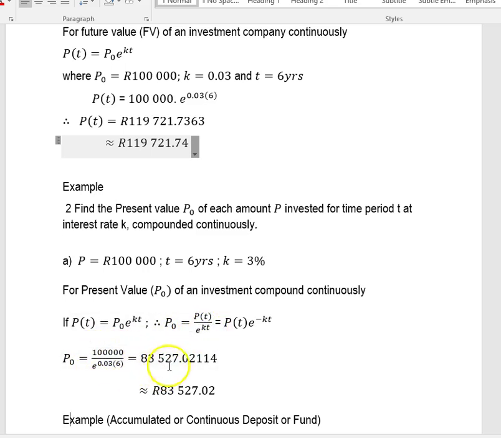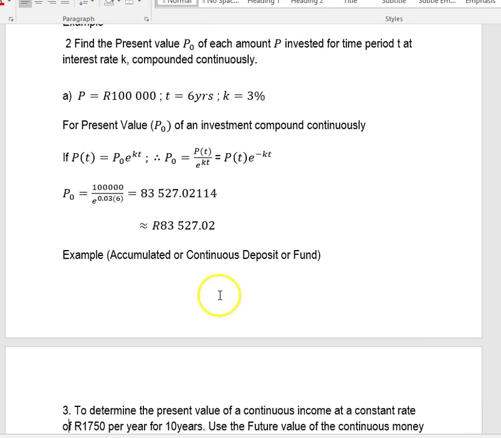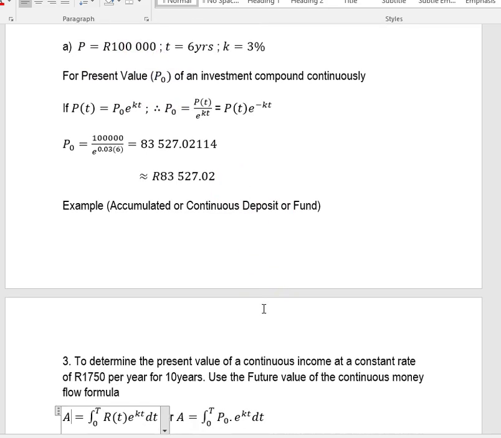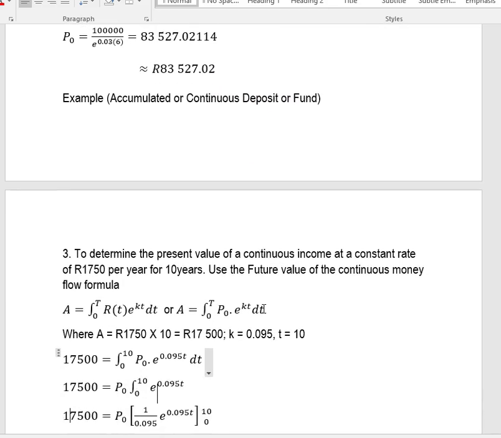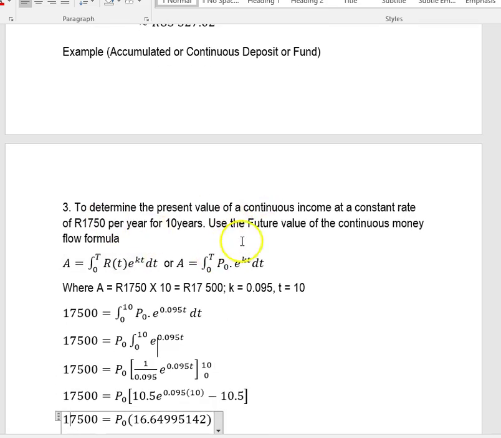You put that in your calculator, you're going to be having 83,527 rand 0.02, approximately. That is your present value. So it means if you put in so much over 6 years, you're going to be making 100,000 at the rate of 3%. Let's now look at the one that has to do with accumulated funds, which means you continuously put a particular amount of money over some period of time, and then you want to see how much it will earn you in future. Or rather, if you want to find the accumulated present value, it means how much will you have to be putting in now to make so much in future.